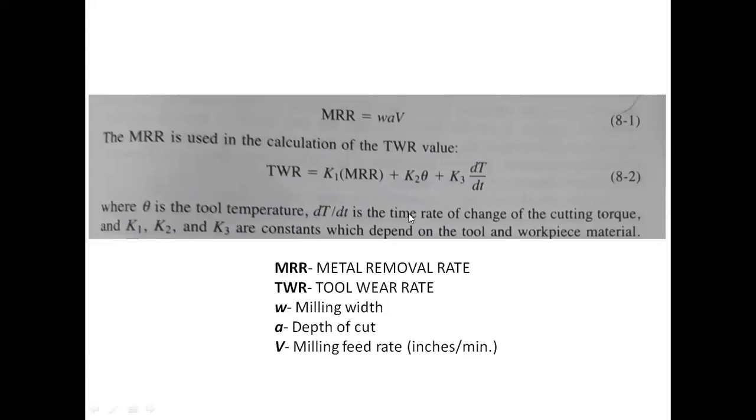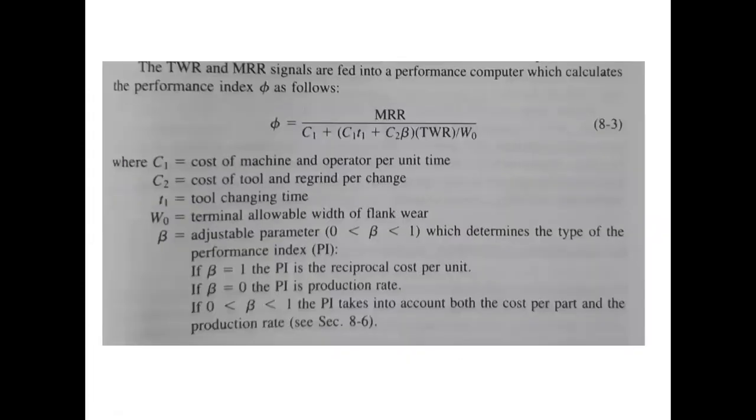dT by t is the time rate of change of the cutting torque. How is the torque changing with respect to time? That is what this term means. So you calculate the tool wear rate based on this. But remember, tool wear rate has a formula here. That's what will come as a drawback when we discuss this, in the later stage.